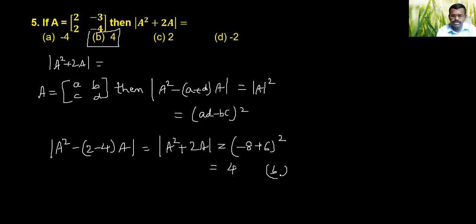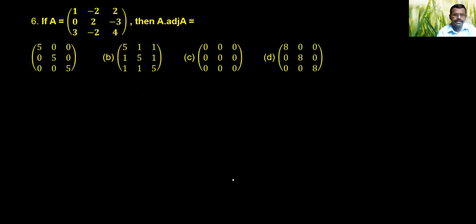Now we move to the next question, question number 6. Here see, if A is 1 minus 2, 2, 0, 2 minus 3, 3 minus 2, 4, then A into adjoint of A equals what? First of all, it is a 3 cross 3 matrix. Then how do we find the adjoint of A? You have to find the cofactor of each element, then transpose. That gives the adjoint. Then what you get as the answer should be multiplied by this A. Then finally you get the answer.